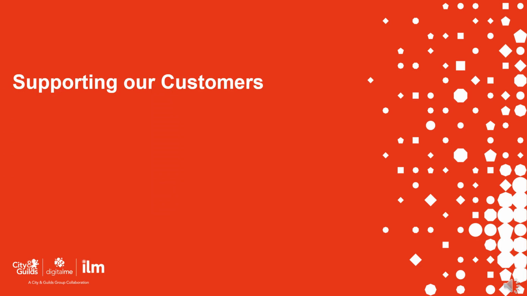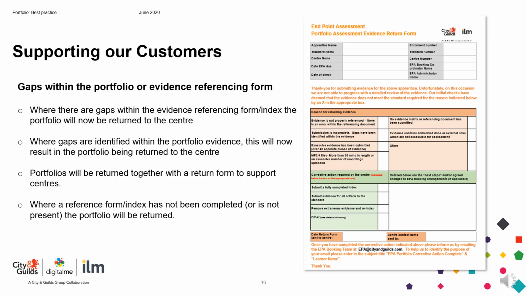Now let's look how we are implementing a new support mechanism for our customers. City and Guilds have introduced a new process to support their customers. After a portfolio has been submitted to our endpoint assessment team, it will be checked by our EPA coordinators. An assessment decision will not be made at this stage.